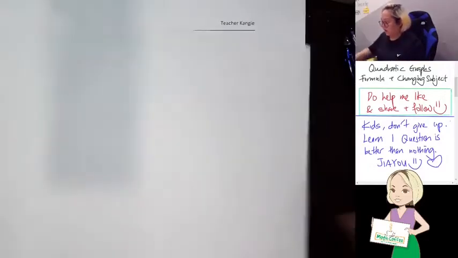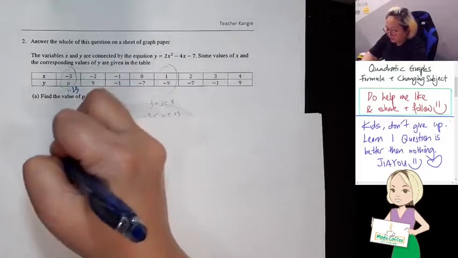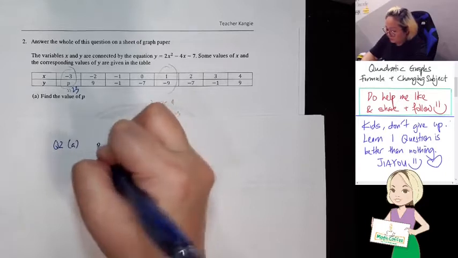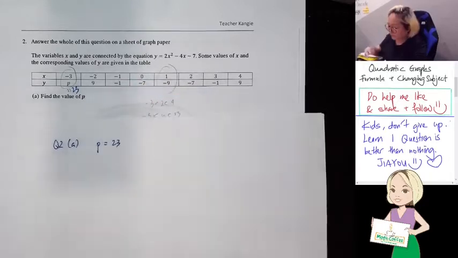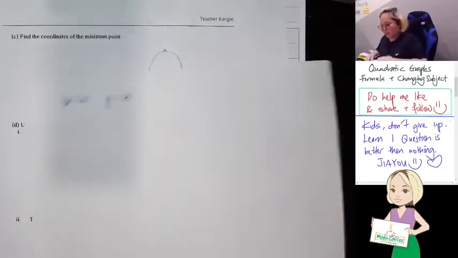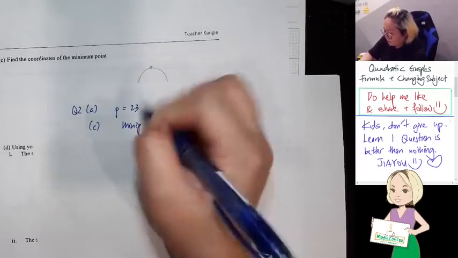Again, turn to the graph behind. So remember, this is my question 2, part A. They asked me to find P. So my P is 23. So now my part B is the plot graph, which I don't need. Now my part C, I will say my minimum point.